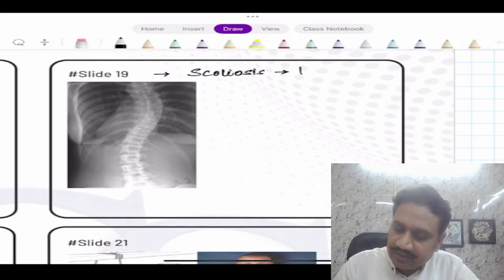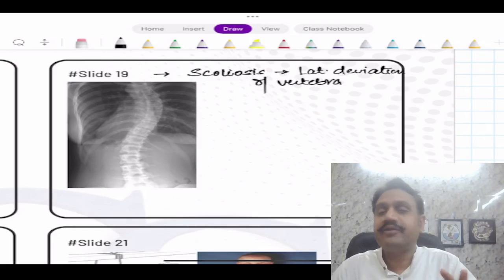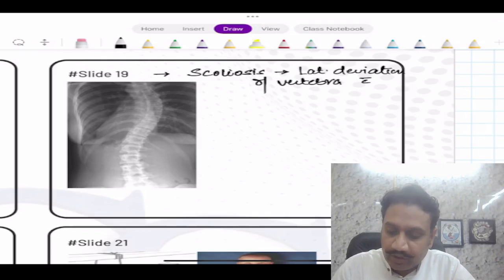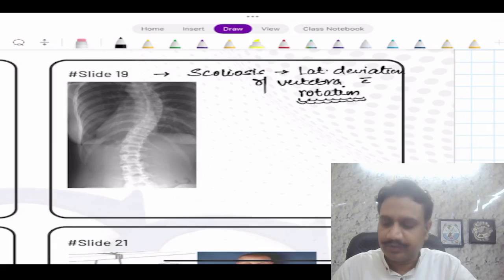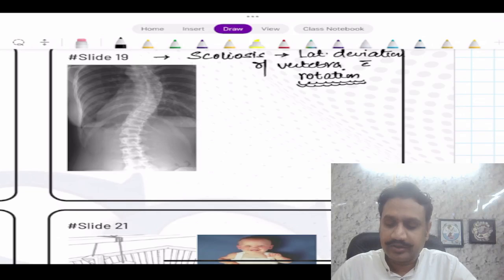How to define scoliosis? It is a lateral deviation of vertebra. And if they ask you very specifically, you should be very clear here: lateral deviation of vertebra with rotation also, right? With rotation of vertebra. So lateral deviation of vertebra with rotation. That would be scoliosis.